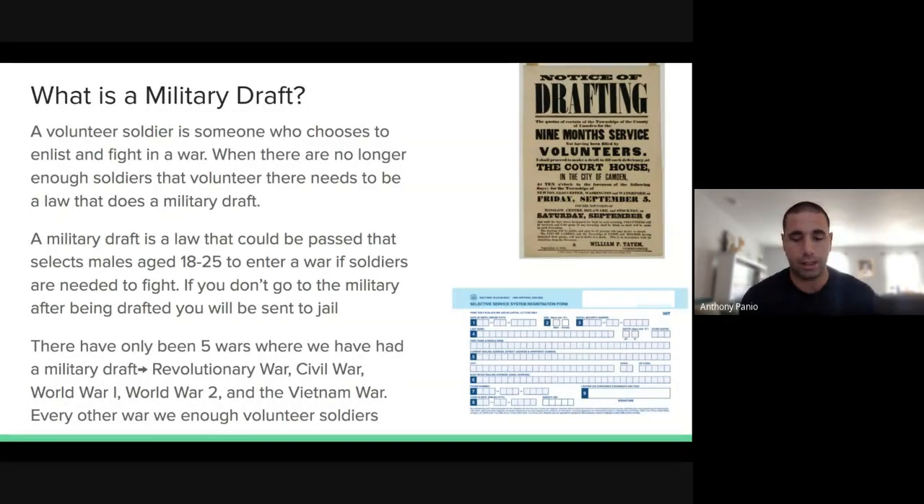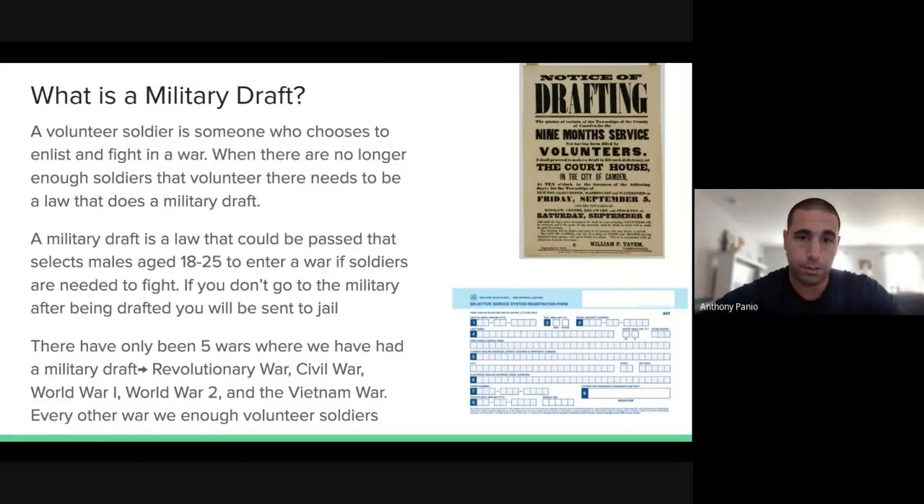Basically, the first couple of years of the Civil War don't go so well. So now we have to have a military draft, okay? Let's break down the difference between a draft and a volunteer. Every war that we have is obviously going to start with volunteer soldiers, people that are already in the army or people that want to volunteer and join up in the army and fight in the war, okay?